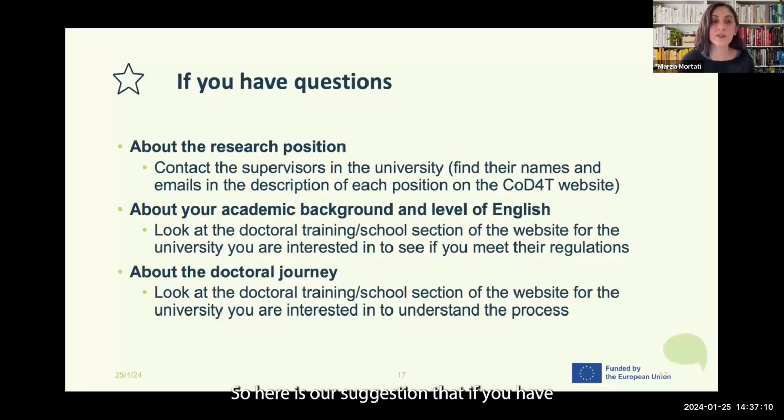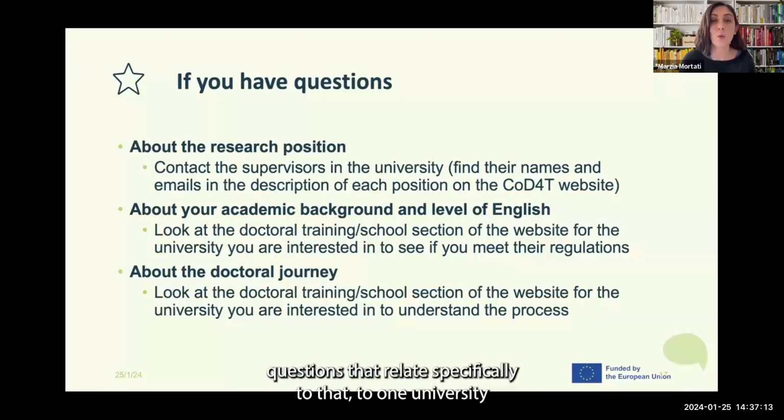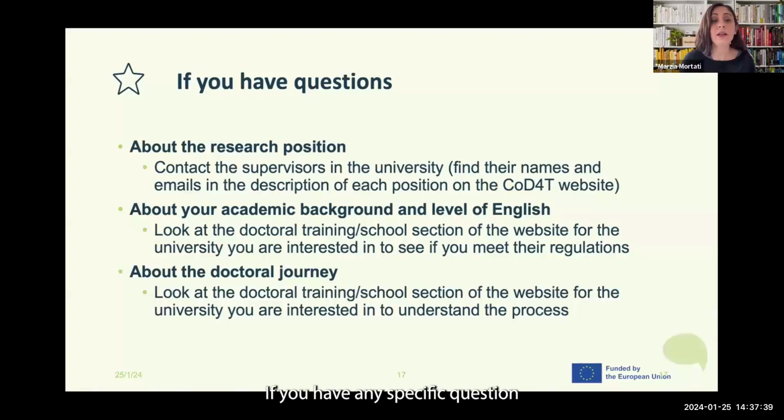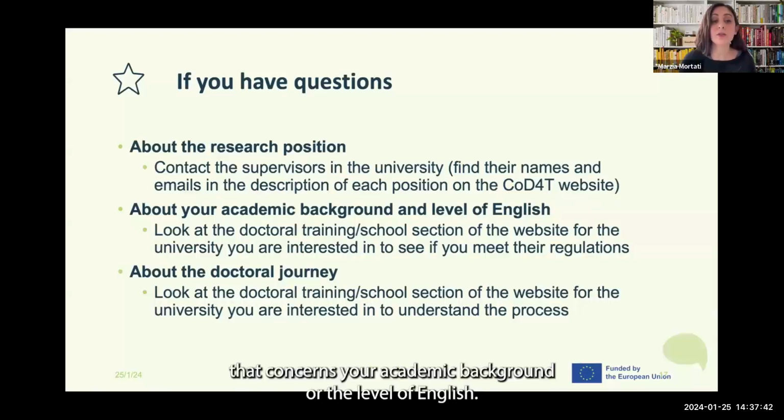So here is a suggestion: if you have questions that relate specifically to one university or to a specific research position, you contact directly the supervisors that are responsible for that position. You can find all the email addresses and the contact points on our website, and therefore it should be fairly easy to access them.